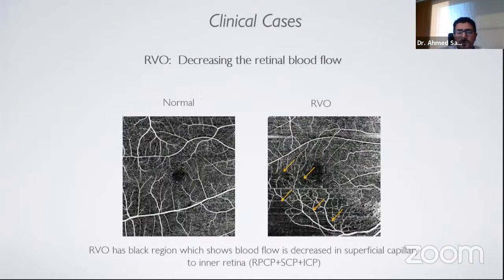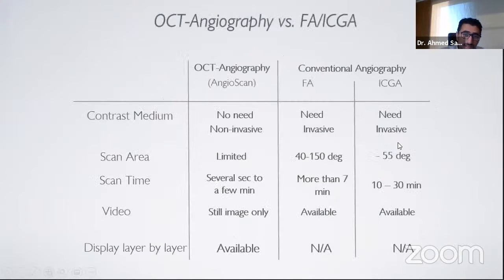This is just an example for the cases. This is a normal OCTA image, and this is an image for a retinal vein occlusion, in which you can see here this area is apparently hypoxic, where there are no blood vessels in it. And why is it dark? Because as it is hypoxic, there is no circulation and there is no movement, so there's nothing to be detected by the OCTA.